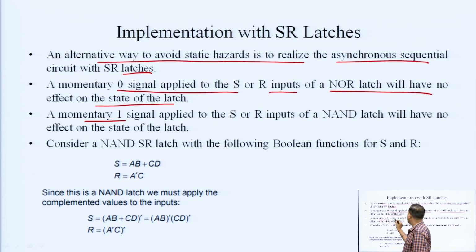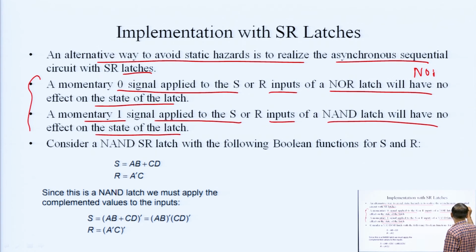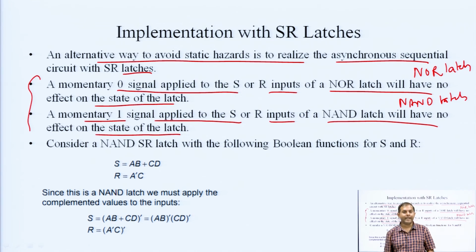A momentary 1 signal applied to the S or R input of a NAND latch will have no effect on the state of the latch. These are the two conditions: one is for the NOR latch, and this one is for the NAND latch. We already discussed the NOR latch and NAND latch in detail. We have discussed these conditions. Just follow the previous lecture videos, and you will easily understand the concept.